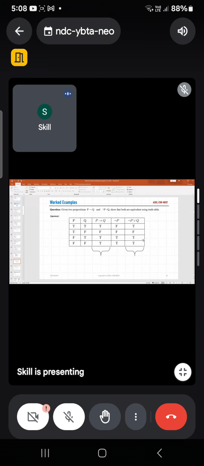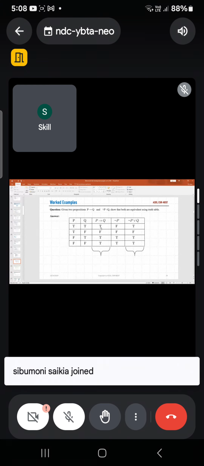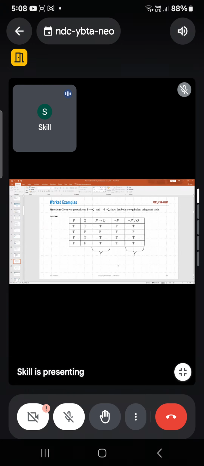The truth table can also be seen with different types of propositions. Here we have taken only three, so you can work out more examples.